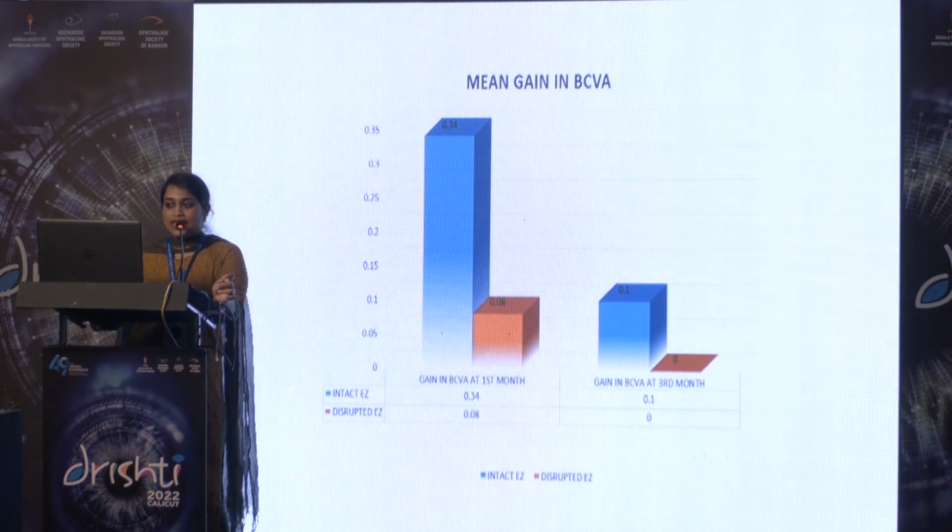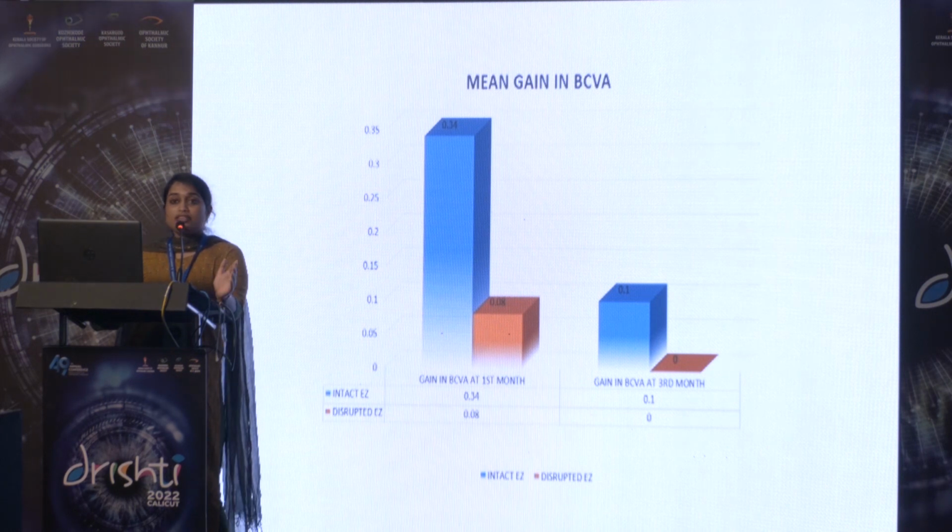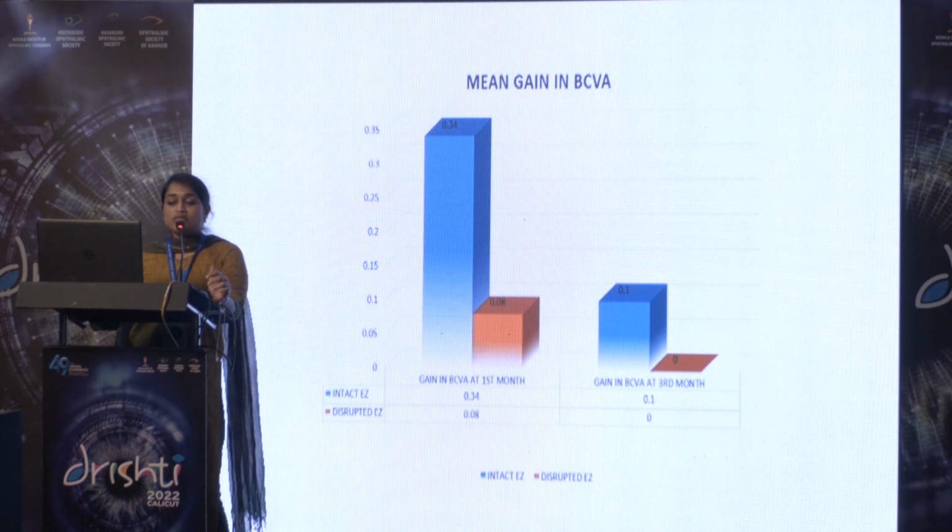And the mean gain in best corrected visual acuity for the intact ellipsoid zone group was 0.34 at the end of the 1st month post injection, and the further gain in BCVA at the end of the 3rd month was 0.1 with a significant p-value. And those with disrupted ellipsoid zone, the gain in BCVA at the end of the 1st month was 0.08, and the further gain at the 3rd month was 0.